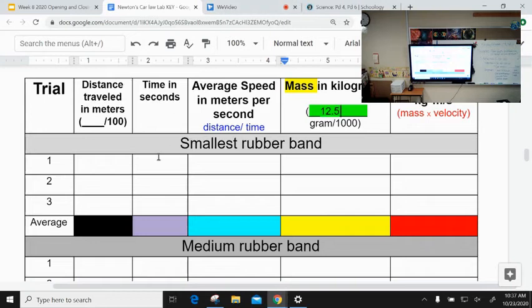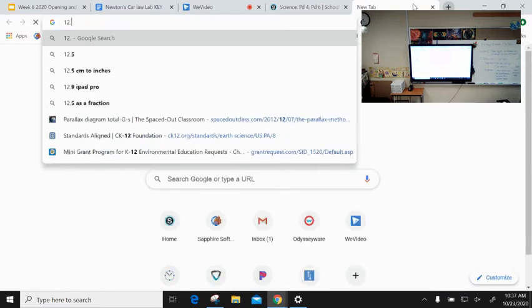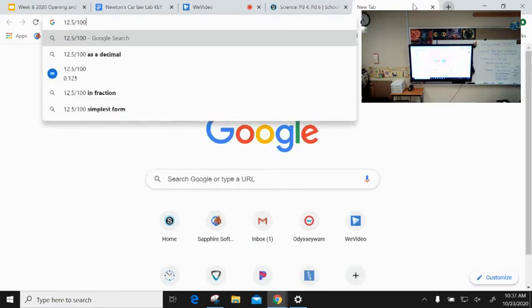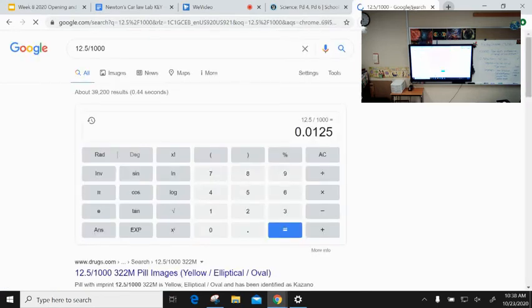Now we got to turn that into kilograms. So you're going to take 12.5 and divide by 1,000, because kilo means 1,000. So here's the thing. This one number that you have, is that going to change throughout the lab, or is it going to stay the same? No.